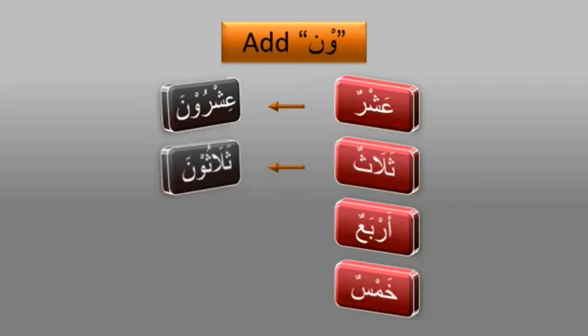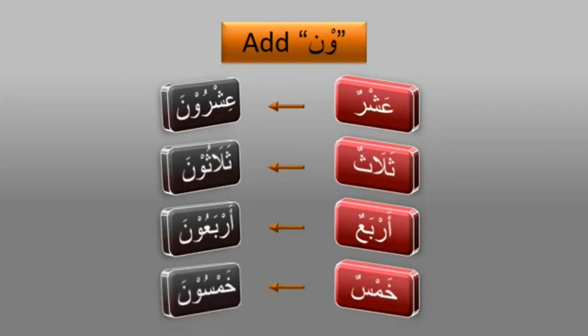Then we add una at the end of thalath, we get thalathuna. So thalath is 3. After adding una, it became thalathuna, 30. Then we have arba'un. We added una at the end and we get arba'una. So arba'un is 4 and arba'una is 40. Then we have khamsun.